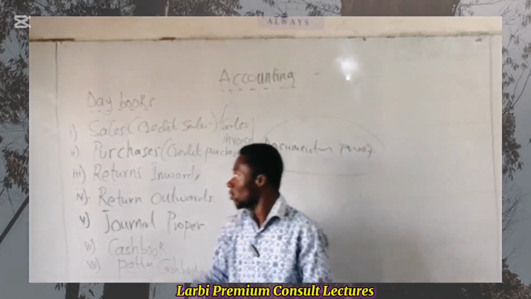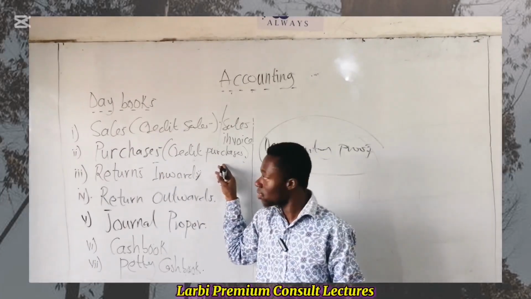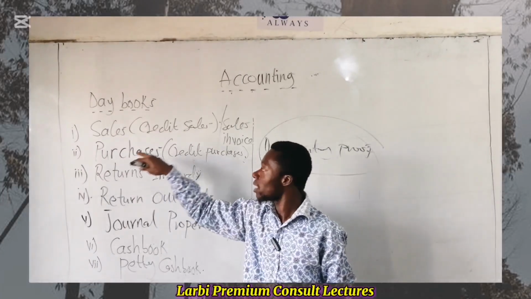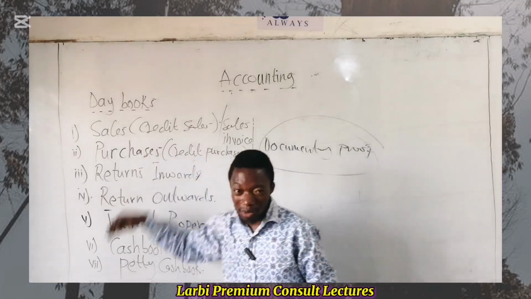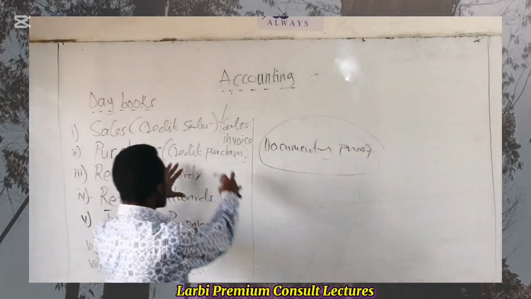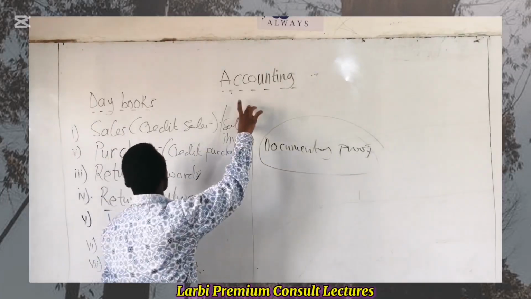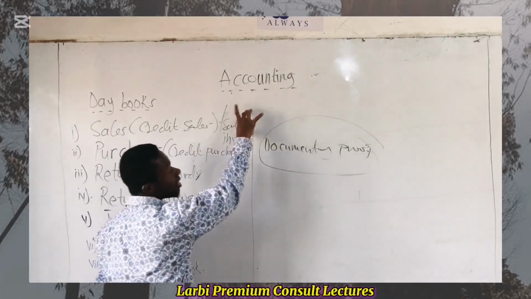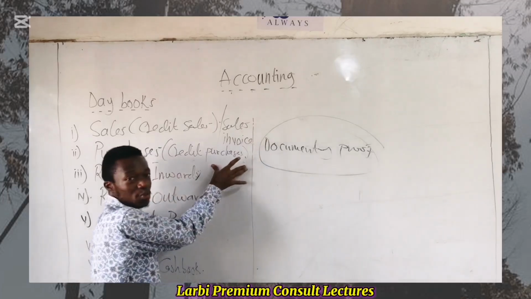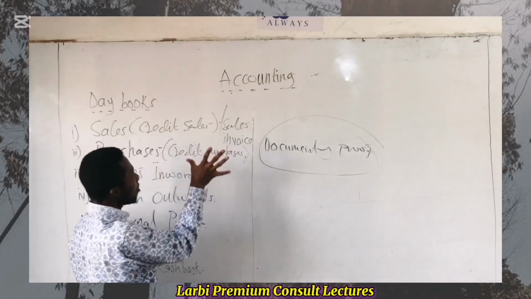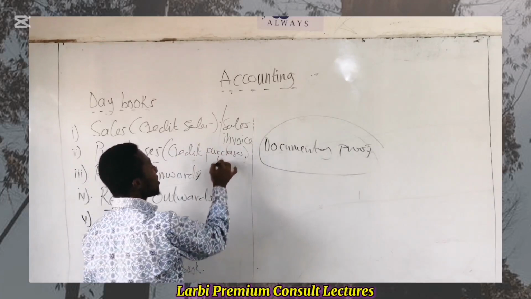And as such, for us to record said transaction in the business, we are going to use a book called the purchases daybook. But before we can record this transaction in the purchases daybook, we're supposed to have a document. When we were talking about the sales daybook, we said that it's a sales invoice. So what do you think is going to be the document here for purchases?